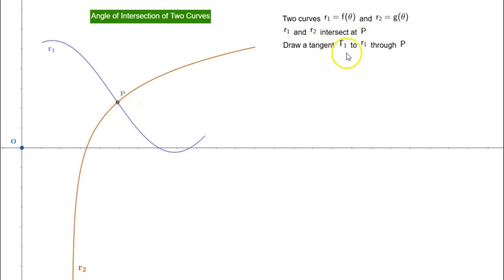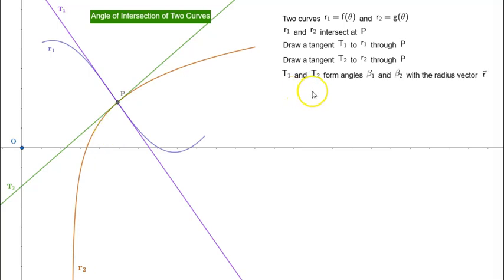Draw a tangent T1 to R1 through P. So we can say at P, draw a tangent to R1. This is the tangent. Similarly, draw a tangent T2 to R2 through P.